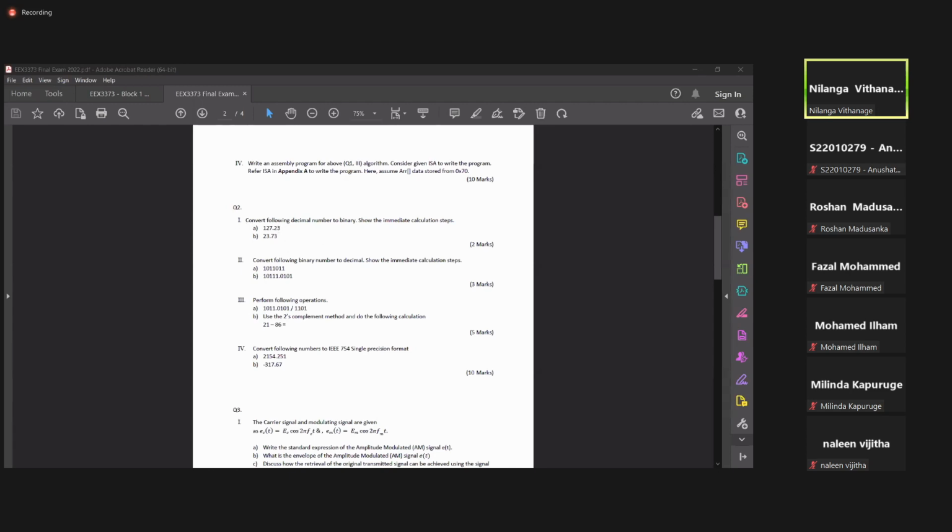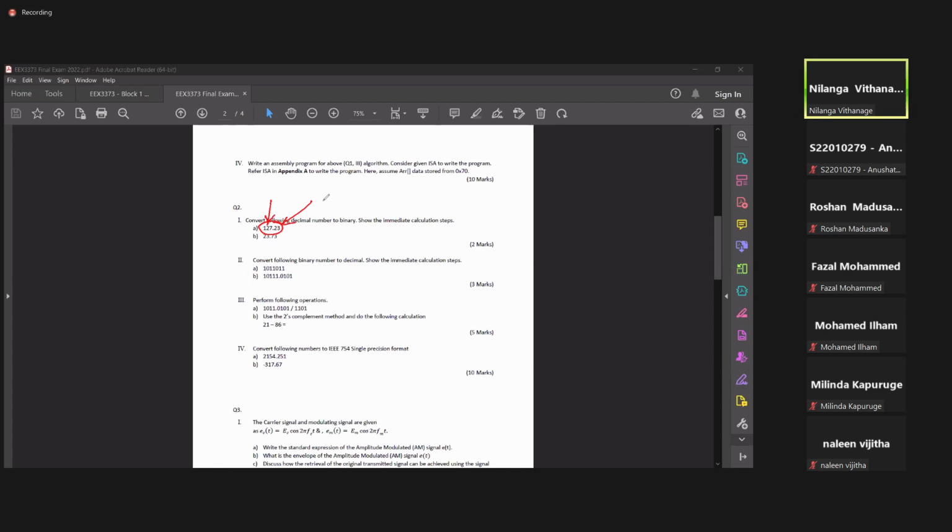I think you know how to convert this decimal number into binary, right? This is the easiest one. Basically, you have to divide. In here, there are two parts now. This part is the whole number part. This is the fractional number part.